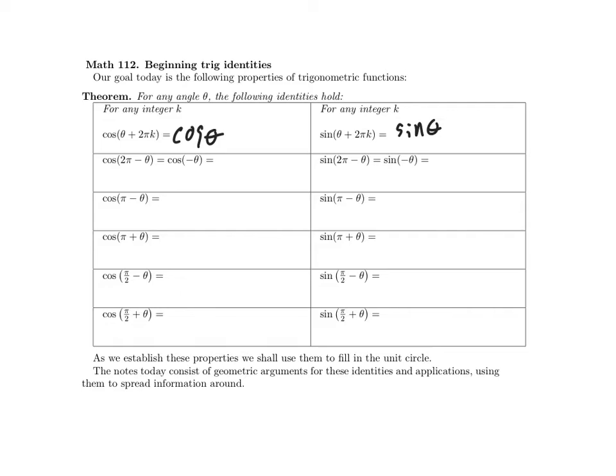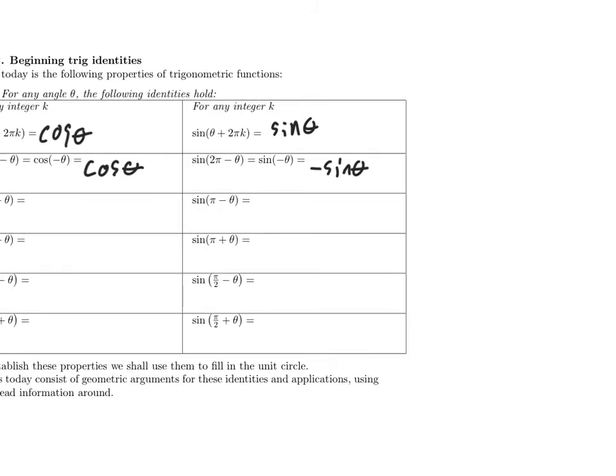The cosine of negative theta is the same thing as the cosine of theta. The sine of negative theta is negative the sine of theta. And the pictorial reason why that happens is because this manipulation corresponds to a reflection over the x-axis.